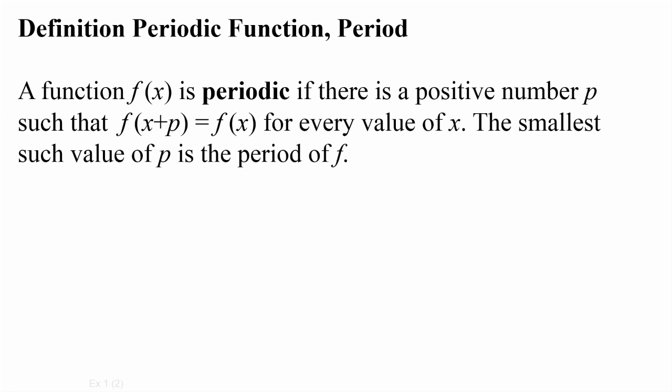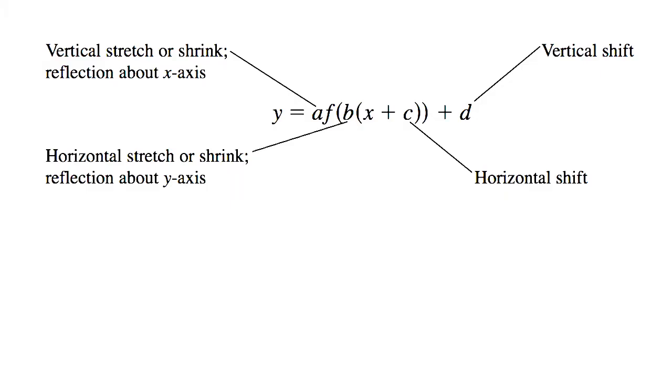Let's move on and review the rules for transforming the graph of a function. Here we have the general form for any function out there. Y equals a times f of b times x plus c, plus d. Notice that the a value tells us information about a vertical stretch or shrink. Also tells us information about being reflected about the x-axis. The b value, horizontal stretch or shrink, reflection about the y-axis. C value, horizontal shift. D value, some type of vertical shift.